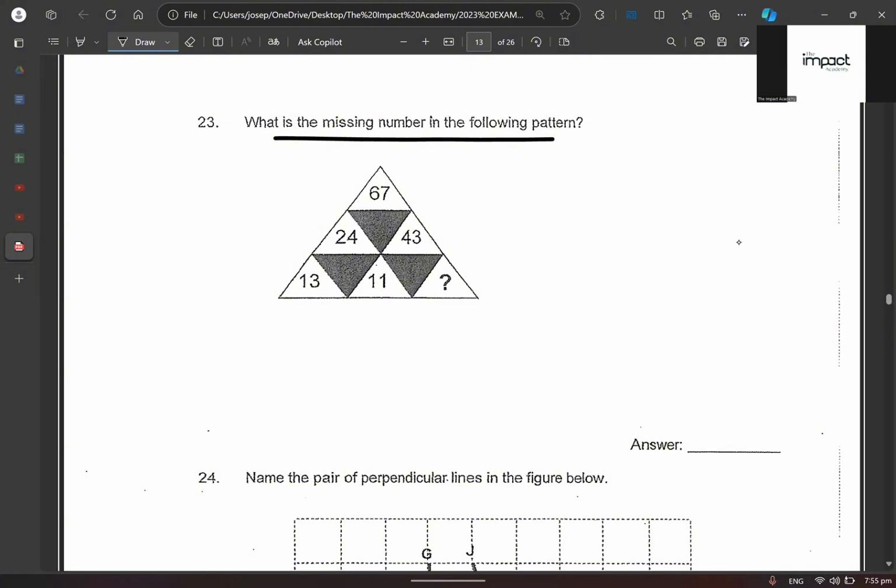13, 30 equals 24. Very good. Plus 43, 43 equals 67. How many of you can see the triangle that I'm drawing or not? Equals 30. Very good. 48. Very good. So you write 43.